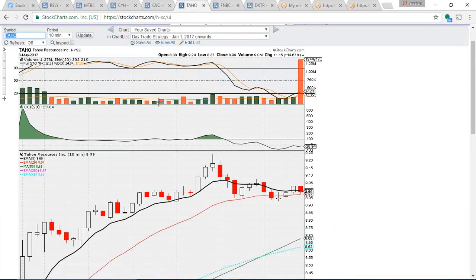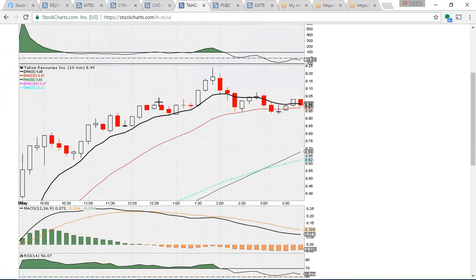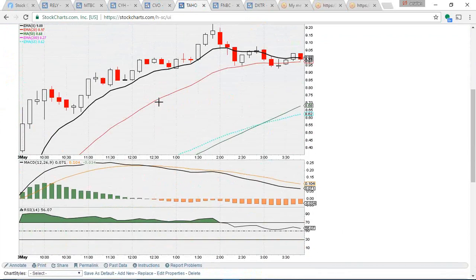Moving on to TAHO. This one, I lost my patience today. My goal was set at $9. I ended up selling at $8.86. I got between $8.86 and $8.88. And then right after I sold, of course, it went ahead to $9.20, $9.24. So if I had the patience to hold it all day, I could have made a decent return.